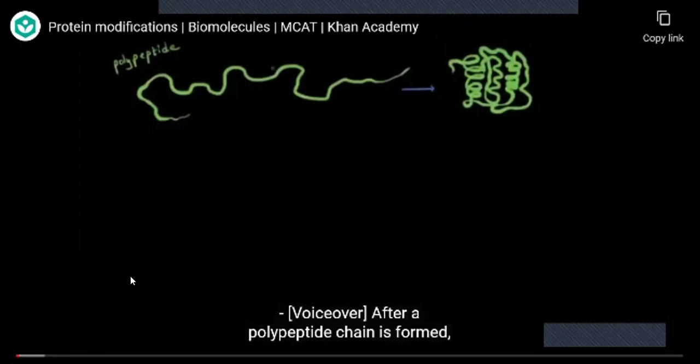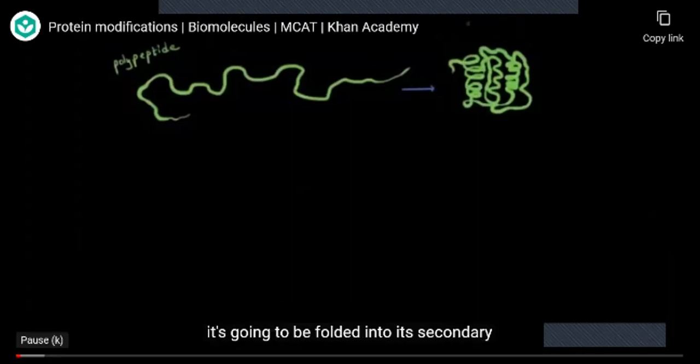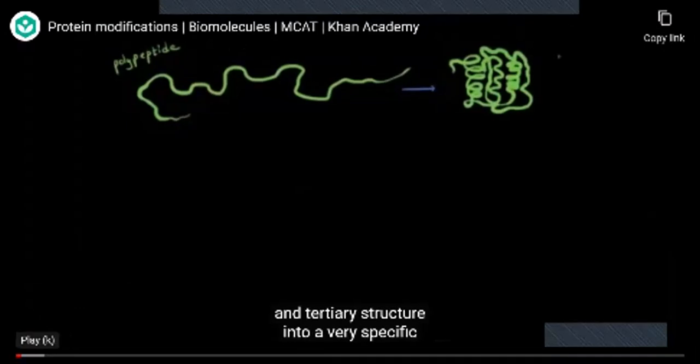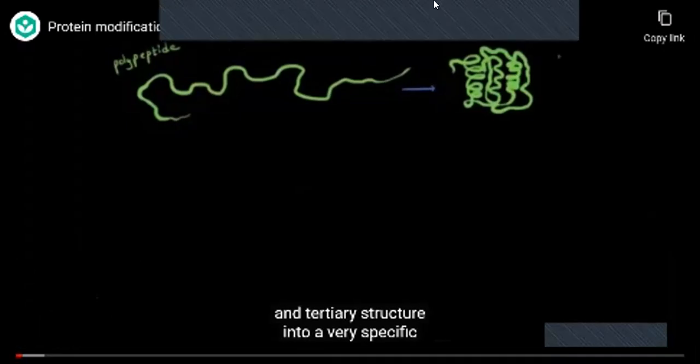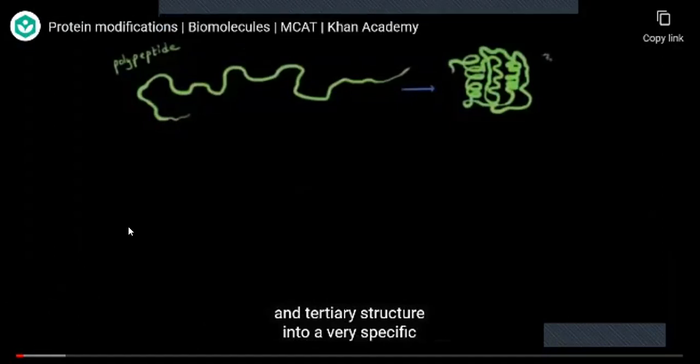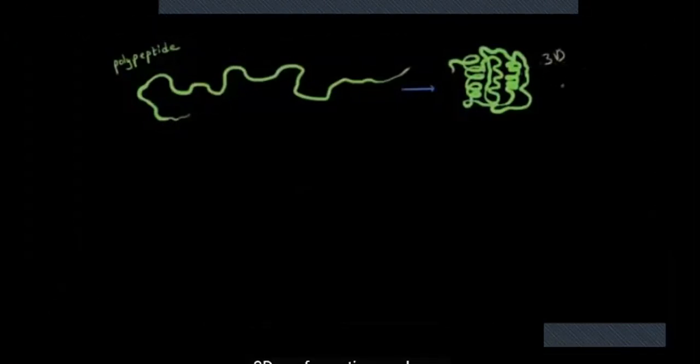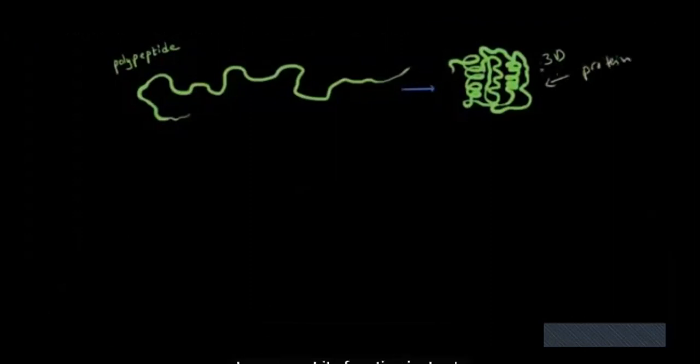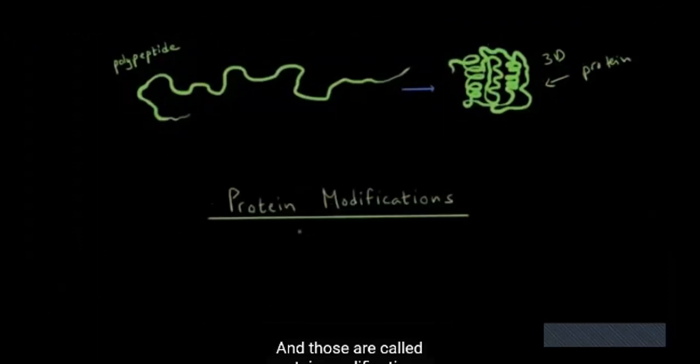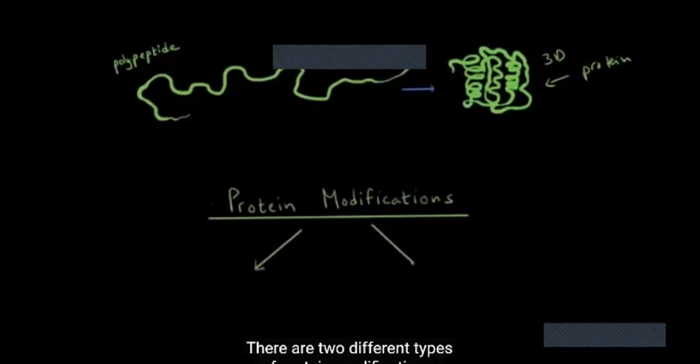After a polypeptide chain is formed, it's going to be folded into its secondary and tertiary structure, into a very specific 3D conformation or shape. And at this point, we can start calling it a protein. But this protein may not be ready to carry out its function just yet. There might be some additional modifications that need to be made to this protein before it can be functional. Those are called protein modifications. There are two different types of protein modifications.